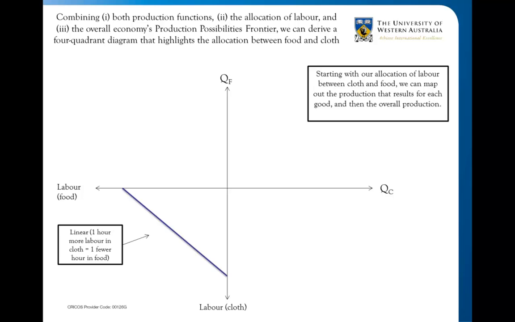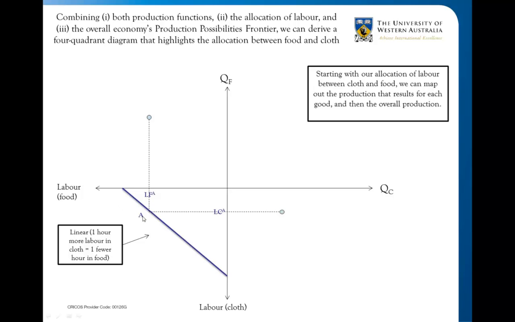So, first step, we're going to look at our allocation of labour between food and cloth. Now, this is linear. You take an hour of labour out of cloth, and you put an hour of labour into food, or vice versa. So it's a constant slope, straight line, linear, and that's fine. This is simply a substitution between cloth and food in terms of the labour being used. So I'm going to pick a couple of points and develop how this works.